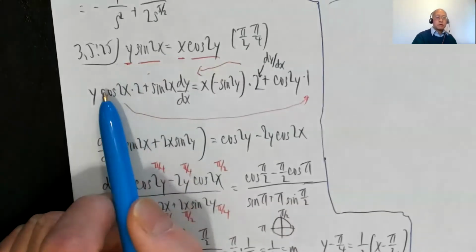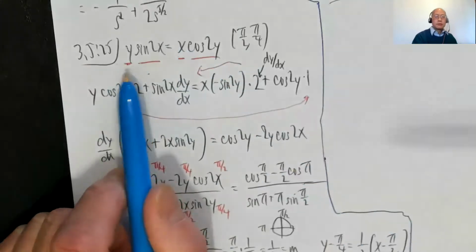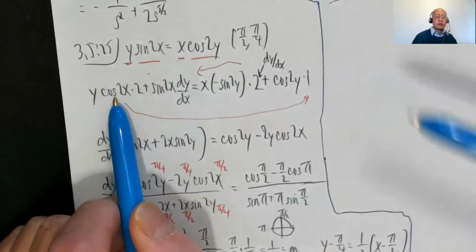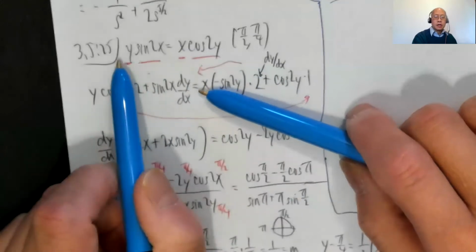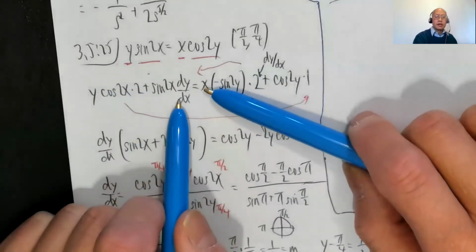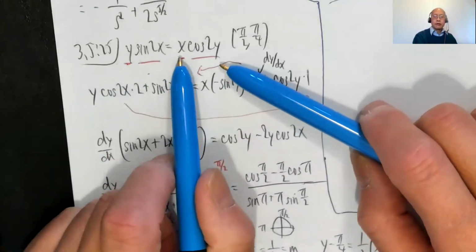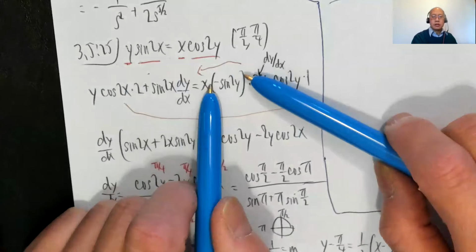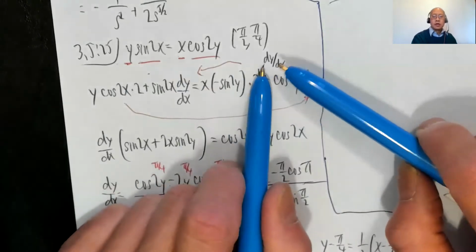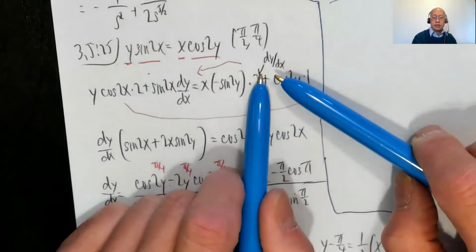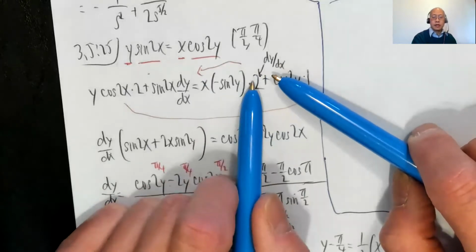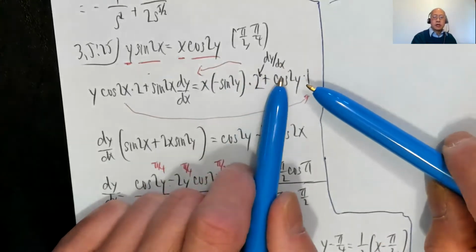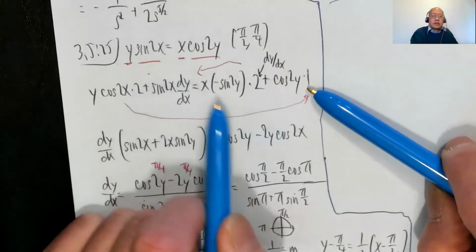So differentiate implicitly. This is a product rule. First times derivative of the second, y times cosine 2x times 2, plus second times derivative of the first, sine of 2x, derivative of y is 1 dy dx, equals derivative of the right side, x times negative sine 2y times 2 dy dx. There's supposed to be a dy dx here also because I'm differentiating 2y, and when there's a y, I need a dy dx. Plus second function, cosine 2y times derivative of the first, which is x.